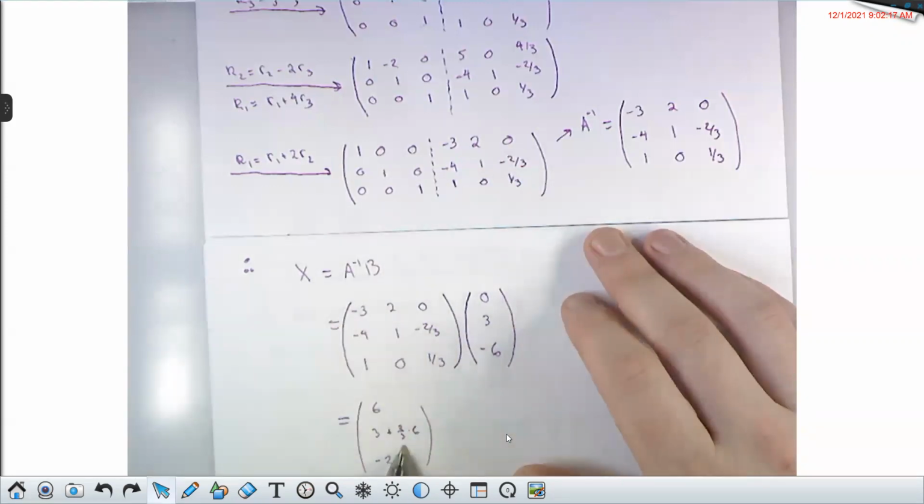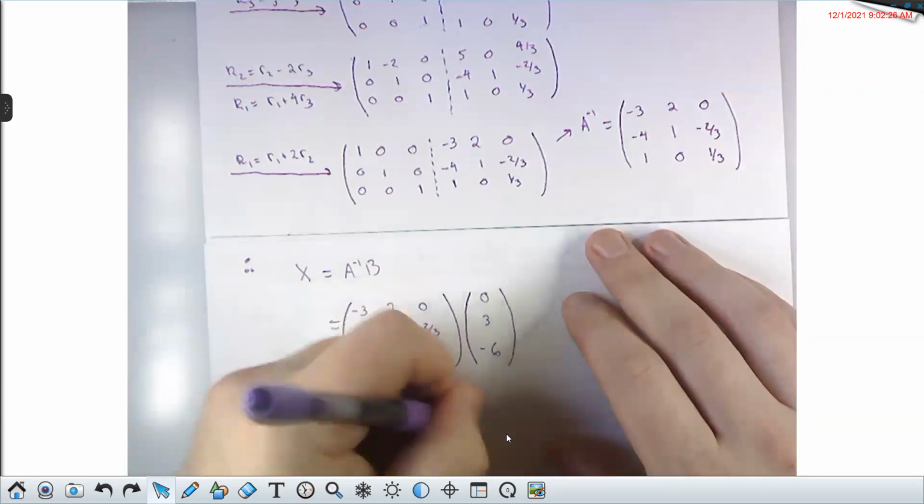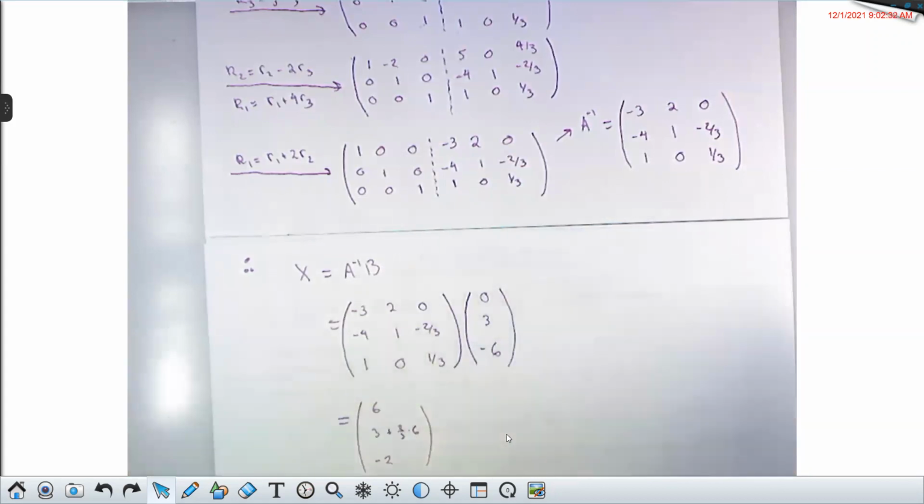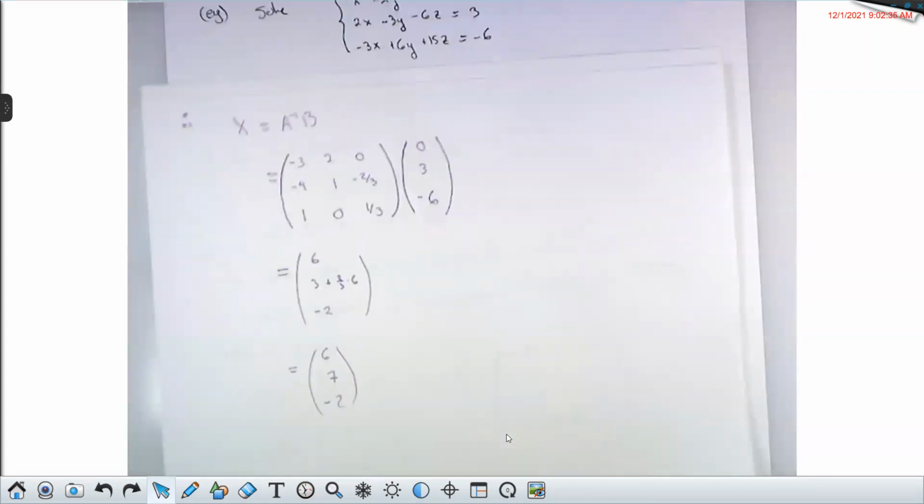And here we have this one calculation to do. 2/3 times 6 is 4, right? 6 divided by 3 is 2, times 2 is 4, 4 plus 3 is 7. So this is 6, 7, -2. And that's your solution to the system.